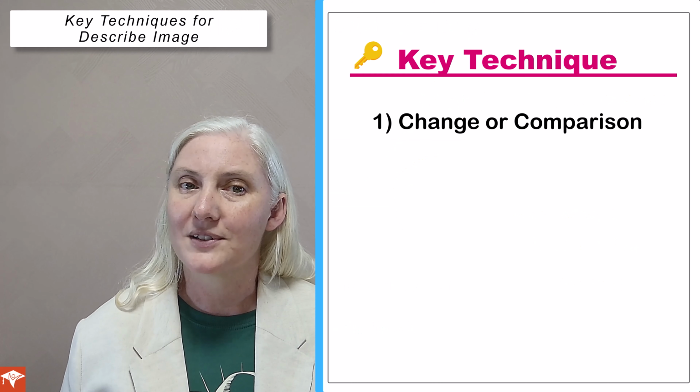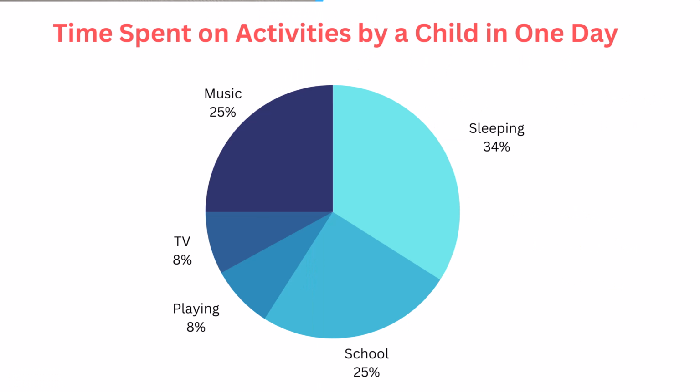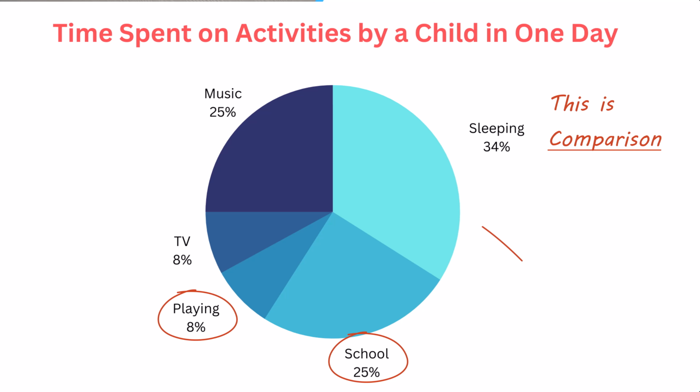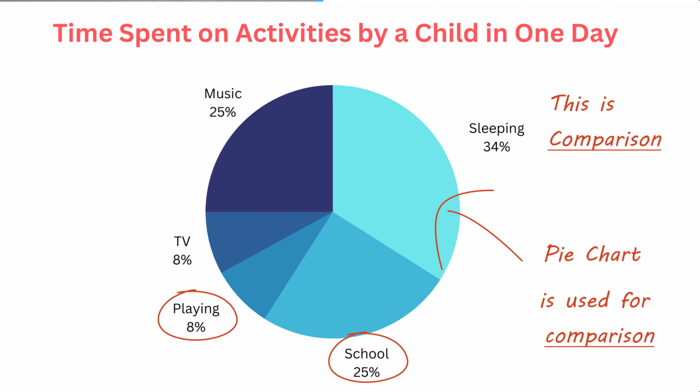Now, what is comparison? Look at this image. This is an image about the activities of a child. And this image shows comparison because you can see 25% of his activities are school, 8% are playing, etc., etc. So there's difference, but no change. That's comparison. Now, this kind of image is called a pie chart. And usually we use pie charts to show comparison. But again, not always, so always look for that deeper meaning yourself.